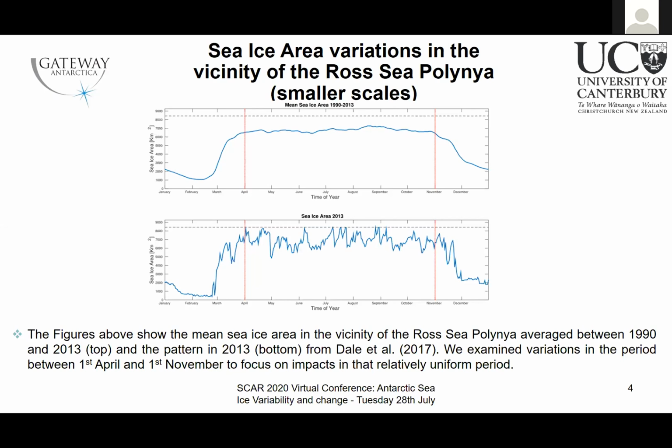One of my PhD students a few years ago did some work where, rather than looking at the large scale, we looked at sea ice area variations in the vicinity of the Ross Sea polynya. Effectively this student picked a small region on the edge of the front of the Ross ice shelf and calculated the average sea ice area in that region. The top diagram is the multi-year average between 1990 and 2013, and the lower diagram is the pattern for 2013.